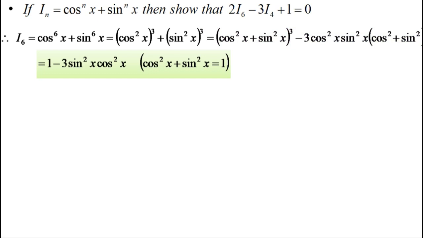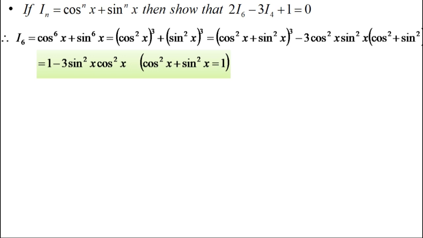Then, from the identity cos square x plus sin square x equals 1, put the value of cos square x plus sin square x. We get 1 minus 3 sin square x into cos square x.